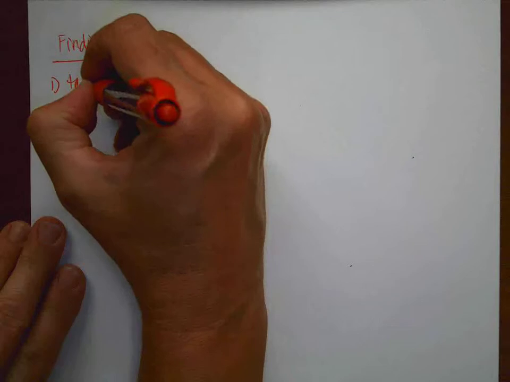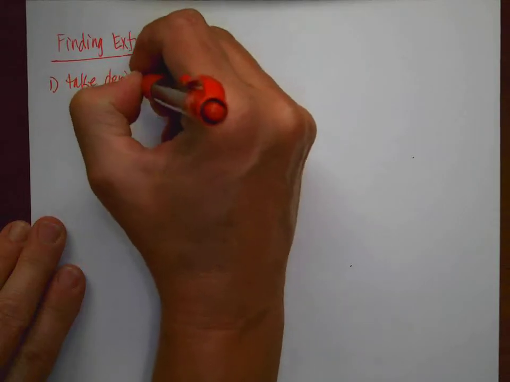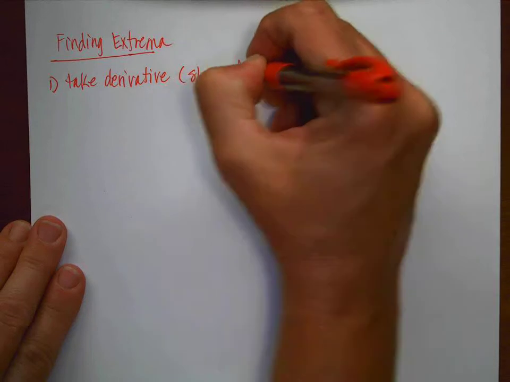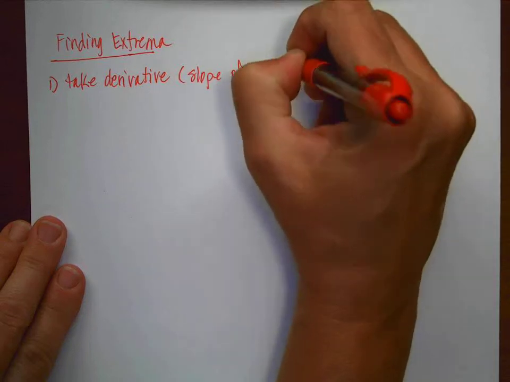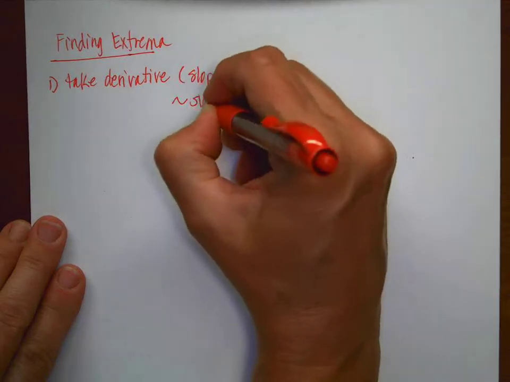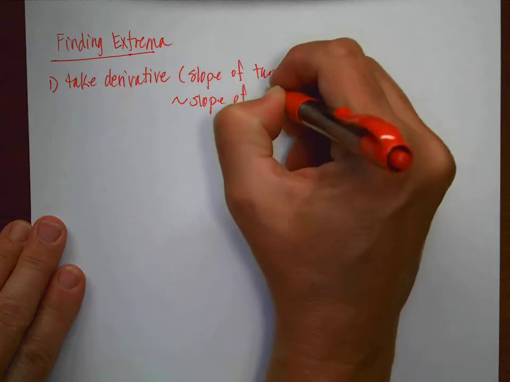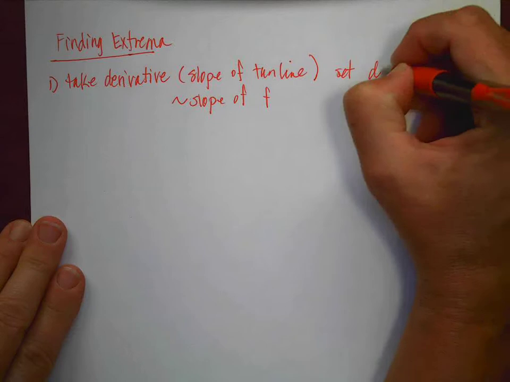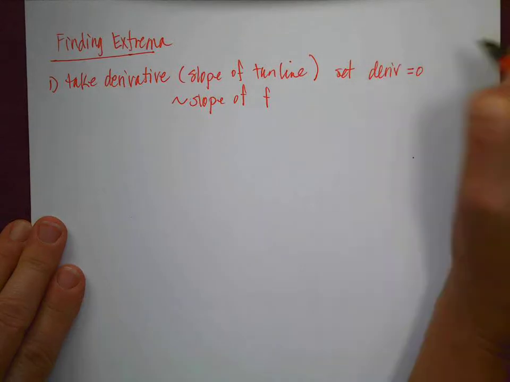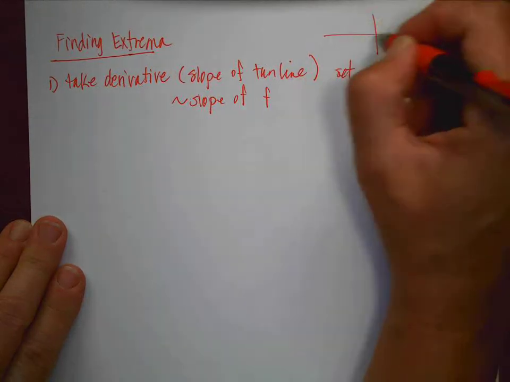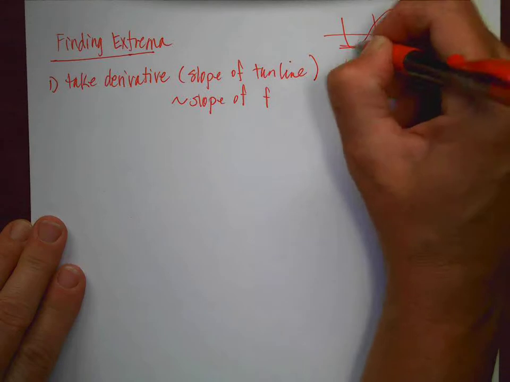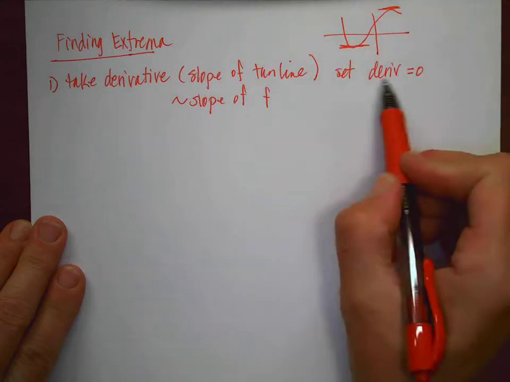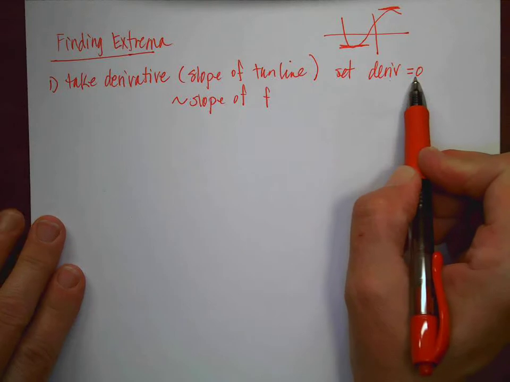All right, the first thing that you're going to want to do is take the derivative. And remember that the derivative gives you the slope of the tangent line, which is also going to approximate the slope of the actual function. And then we're going to set the derivative equal to 0. So remember in the little picture I just drew, if I have an extrema, I have a horizontal tangent, which is why we set the derivative equal to 0.